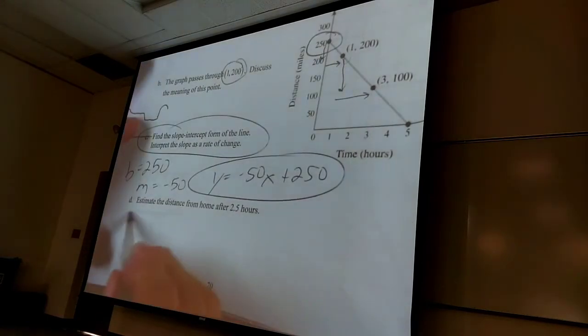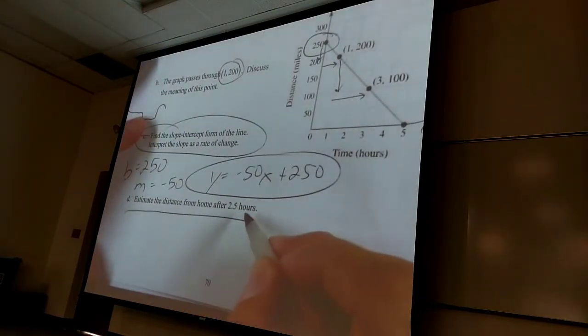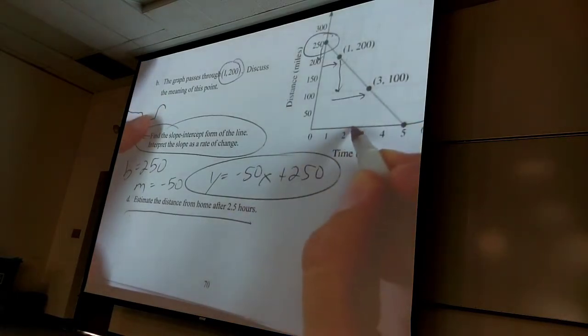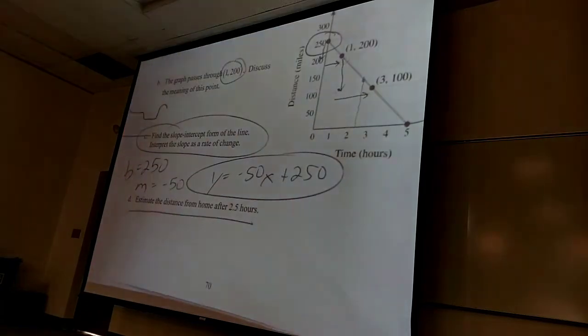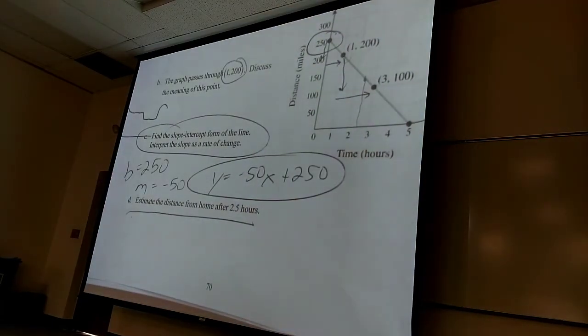And then this last one is just about how far away are we at 2.5 hours? Between 100 and 150, so estimate 125. If you say 120 or 130, that's fine. If you say 270, I'm a little worried about you. You should be able to estimate stuff from the graph that it gives you.